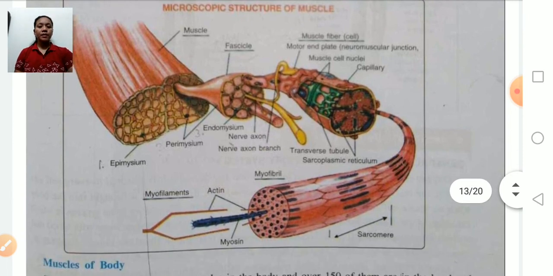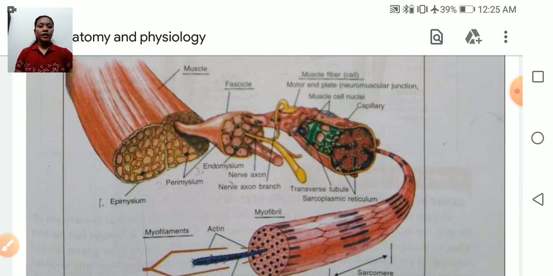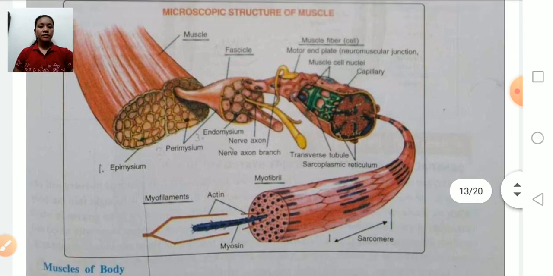And this is the diagram of the muscle. Okay, epimysium: a group of muscles is covered by epimysium. The group of muscle fibers is surrounded by perimysium, and endomysium surrounds the individual muscle fibers. And from here the myofibrils, in myofibrils there are two filaments, actin and myosin filaments.